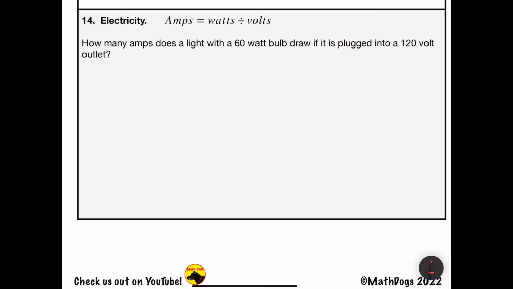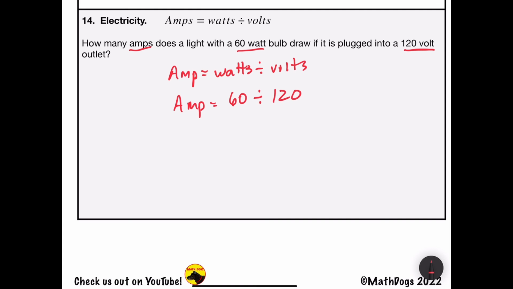Number 14 is also electricity. And in this problem, it tells us that amps is equal to watts divided by volts. In this problem, it says how many amps does a light with a 60 watt bulb draw if it is plugged into a 120 volt outlet. And so I have my problem, amps equals watts divided by volts. So I'm looking for amps, which is already solved for. I'm going to substitute 60 for the watts, and that's going to be divided by 120, which I'll substitute for the volts. And so if I punch that into a calculator, 60 divided by 120 will be 0.5 amps.